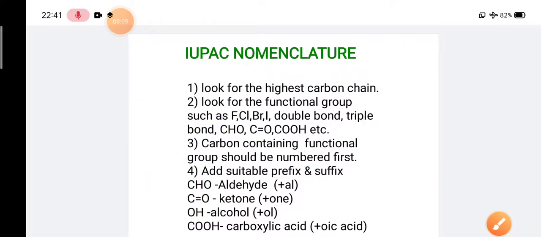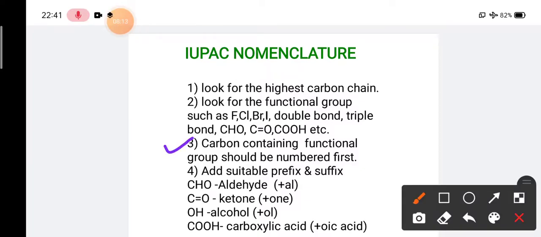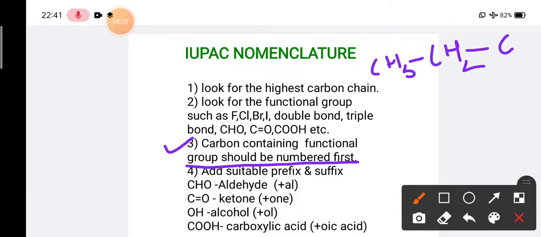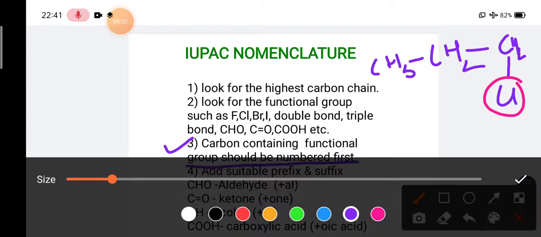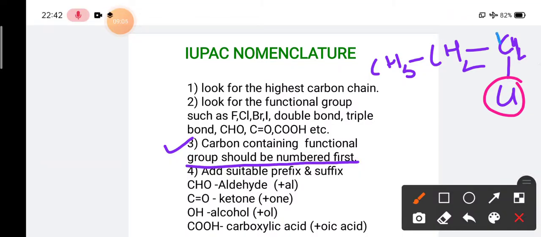So they are called functional groups. And point number 3 is that the carbon containing the functional group should be numbered first. Take an example, CH3, CH2, CH2Cl. Here Cl is present, so it is a functional group. We can number this carbon chain from this side or from the other side. If we number from this side, it is 1, 2 and 3, so carbon number 3 has the functional group, but this is incorrect. As the functional group is here, the numbering of the carbon should start from here: 1, 2 and 3.